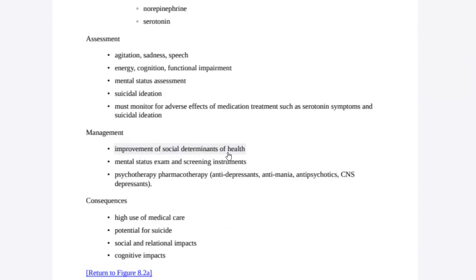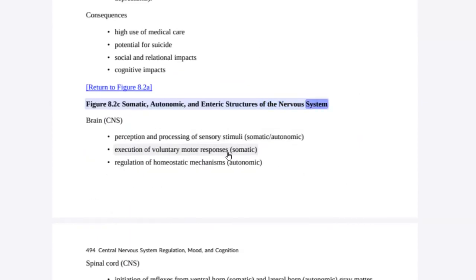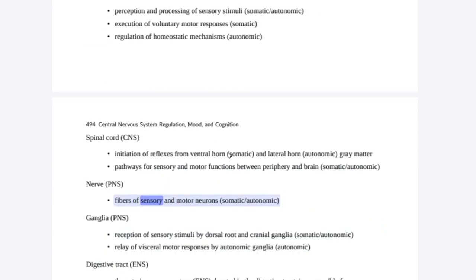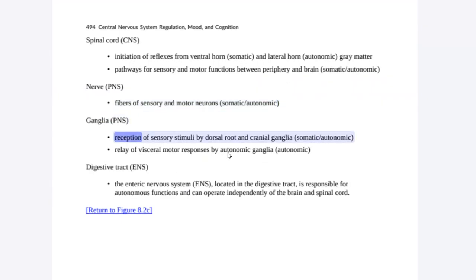Figure 8.2c, somatic, autonomic, and enteric structures of the nervous system. Brain: perception and processing of sensory stimuli, execution of voluntary motor responses, regulation of homeostatic mechanisms. Spinal cord: initiation of reflexes from ventral horn and lateral horn gray matter, pathways for sensory and motor functions between periphery and brain. Nerve: fibers of sensory and motor neurons. Ganglia: reception of sensory stimuli by dorsal root and cranial ganglia, relay of visceral motor responses by autonomic ganglia. Digestive tract: the enteric nervous system, located in the digestive tract, is responsible for autonomous functions and can operate independently of the brain and spinal cord.